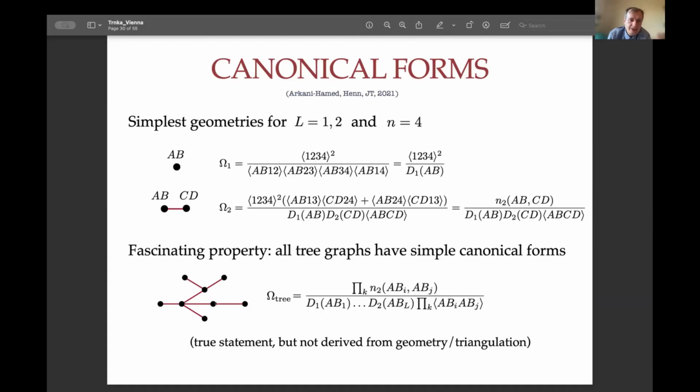Now, there is a fascinating property that if we take the negative geometries, which represent a tree graph, so doesn't have any closed cycle, then the canonical form totally factorizes. So the denominator we can just write again. It's the product of these D's for each of the loops, and then all the ABI, ABJ for each of the links. And the numerator is just a product of the two-loop numerators that we had here for each of the links. So there is a total factorization of the numerator in terms of these simpler blocks.